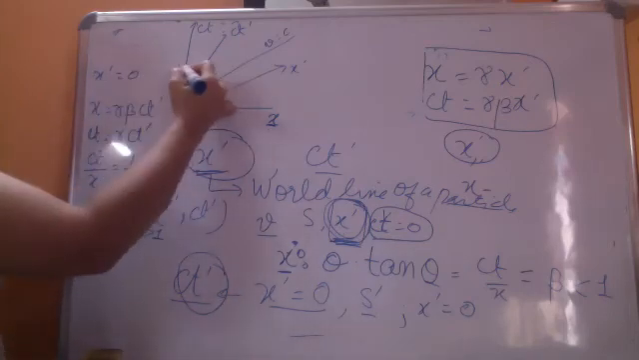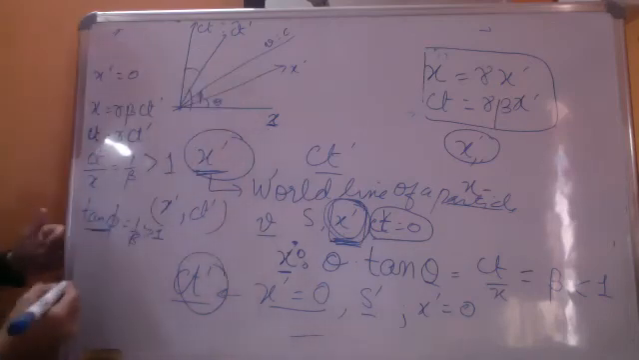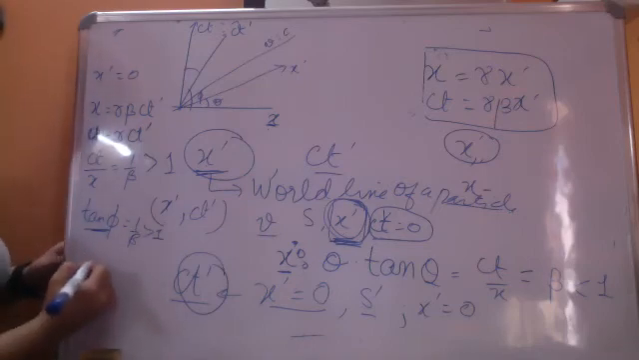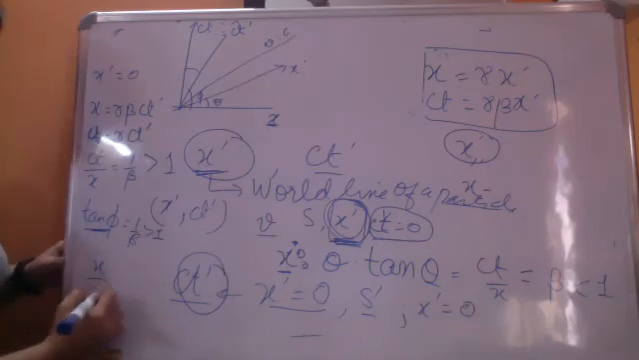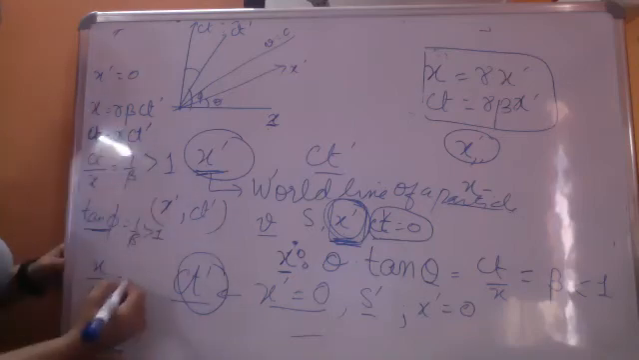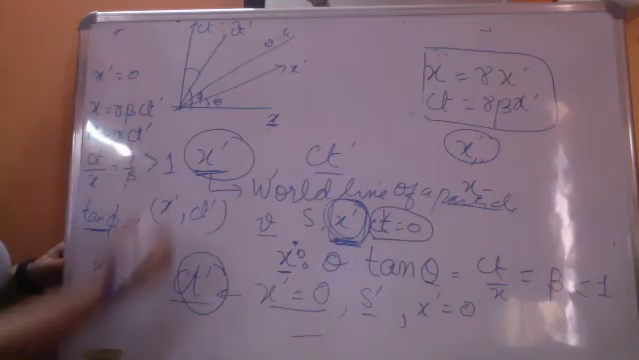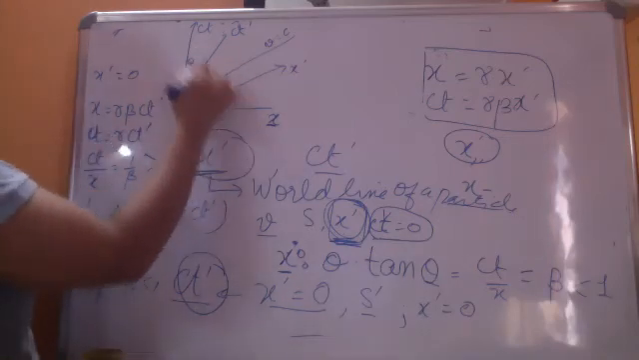I can also find the angle that it will make with CT. What would that angle be? That angle would actually be x by CT. That comes out to be again beta, which is less than 1. So this angle will be the same as this angle.